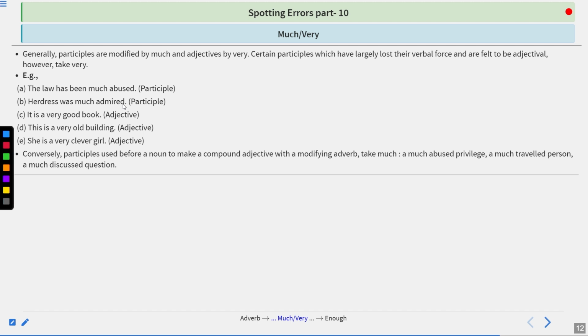Conversely, participles used before a noun to make a compound adjective with a modifying adverb take "much." So we use "much" with compound adjectives as well. "A much abused privilege." "A much traveled person." "A much discussed question." So, compound adjectives.